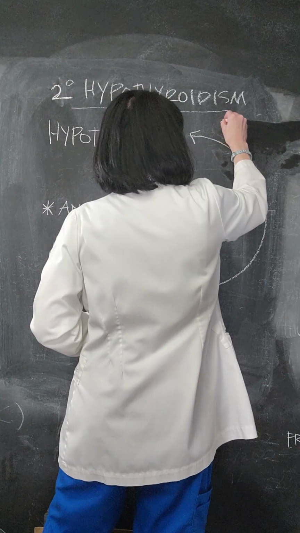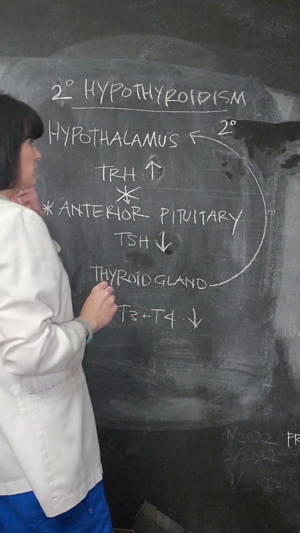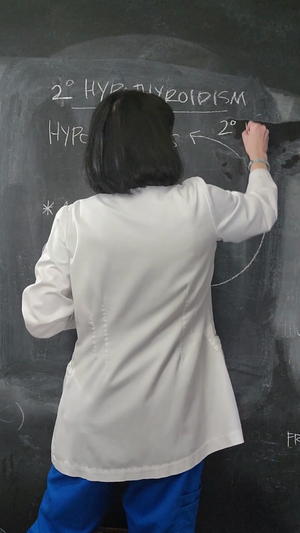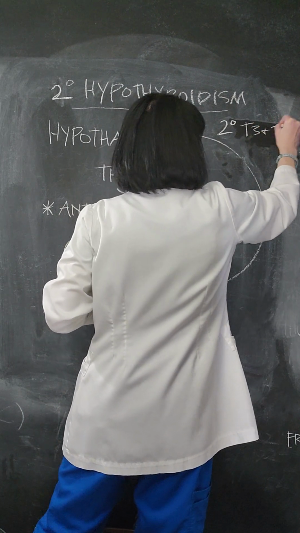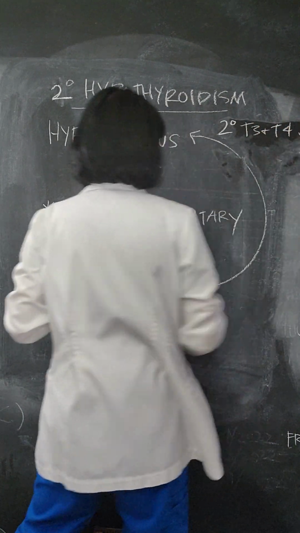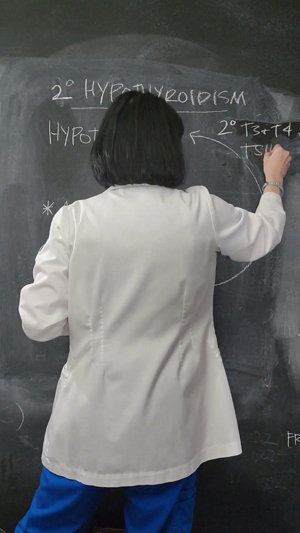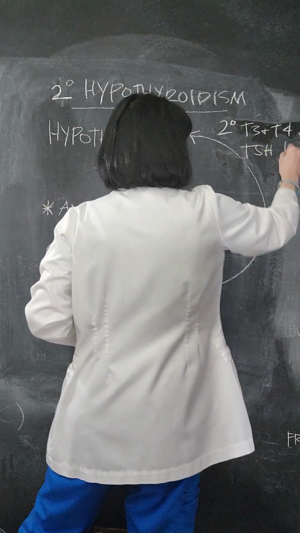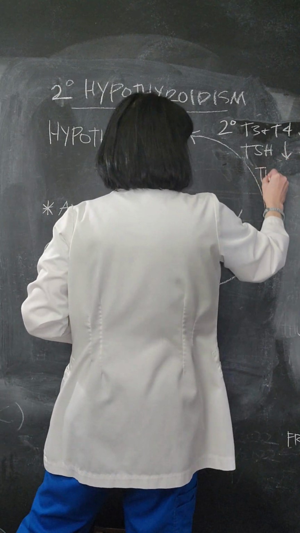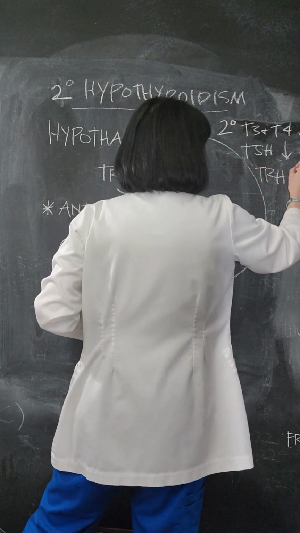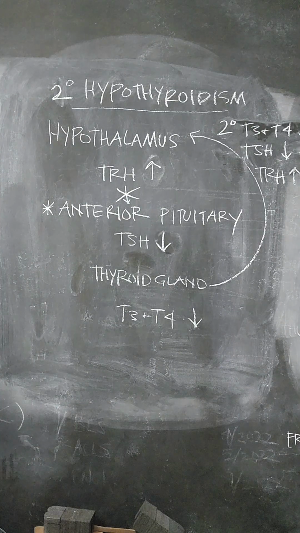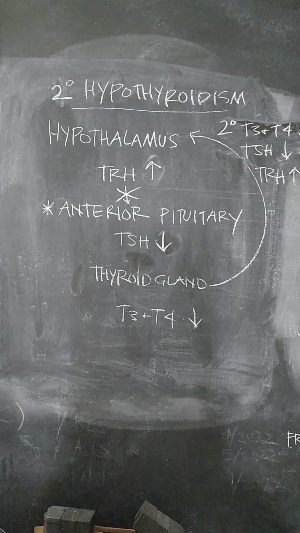So in our secondary hypothyroidism, T3 and T4 again will always be decreased. Our thyroid stimulating hormone will also be decreased. And in this case, our thyroid releasing hormone from the hypothalamus will actually be increased.